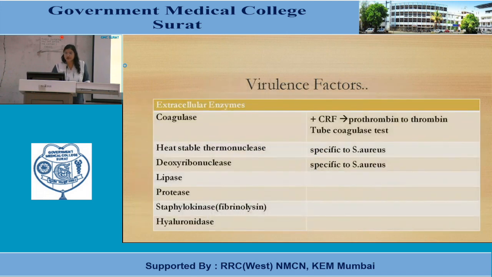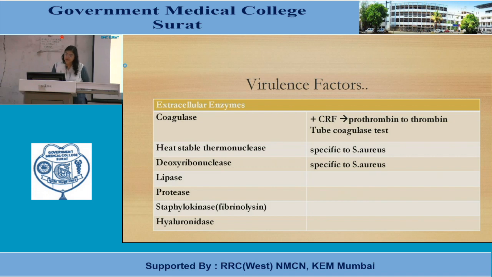Then certain extracellular enzymes are also produced by Staphylococcus aureus. The first and most important one is the coagulase enzyme, which reacts with the coagulase reacting factor present in plasma. In some species, it then leads to activation of prothrombin. Fibrinogen is converted into fibrin and leads to coagulation of plasma. So it is demonstrated by the tube coagulase test.